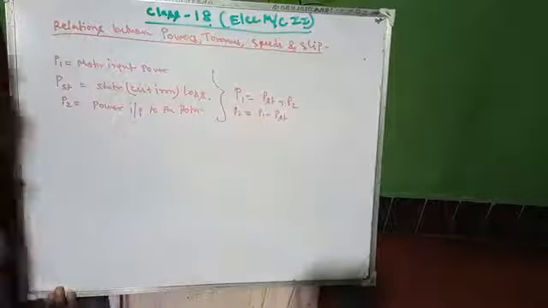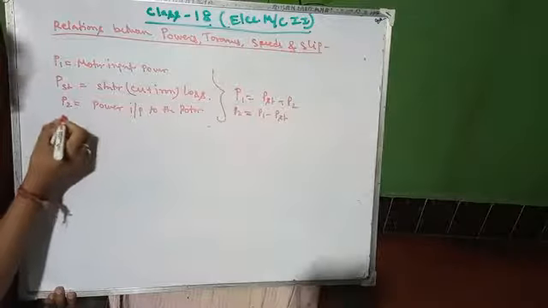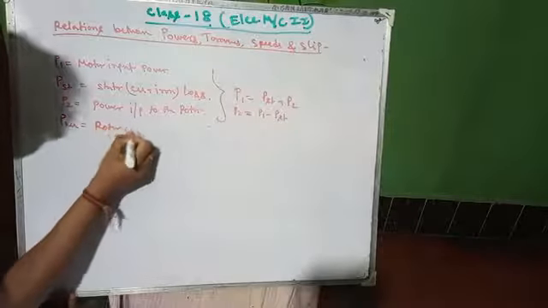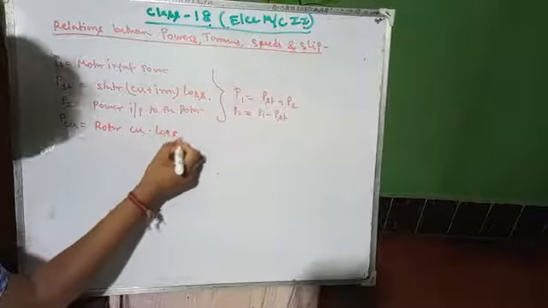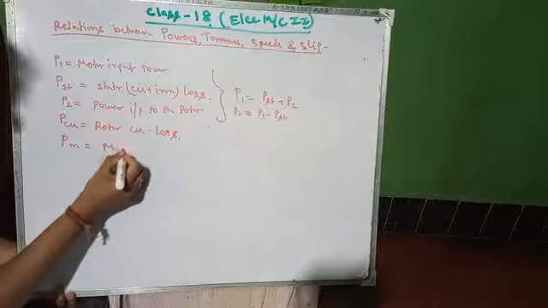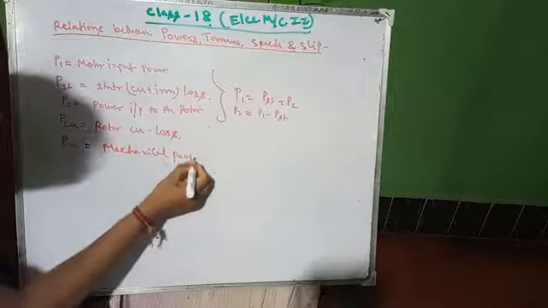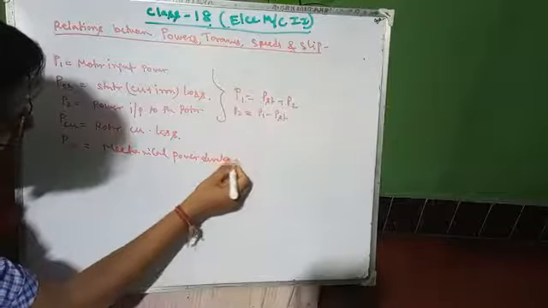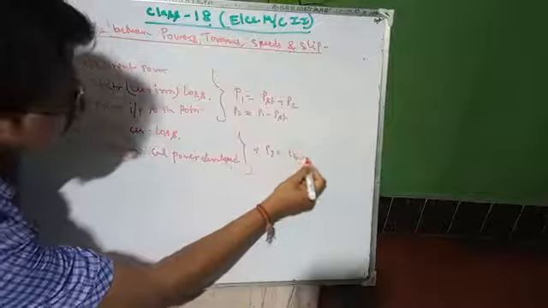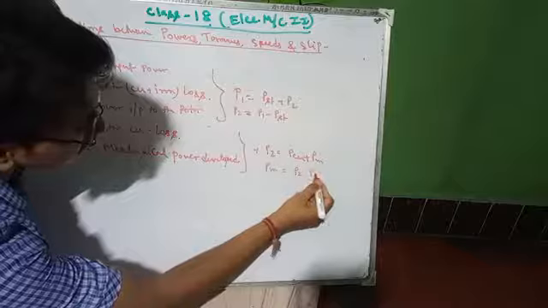So now moving into this one. P2, there are PCU, that is rotor copper loss, and PM, mechanical power developed. That means from these two concepts we can write P2 equals PCU plus PM, right? That is PM equals P2 minus PCU.